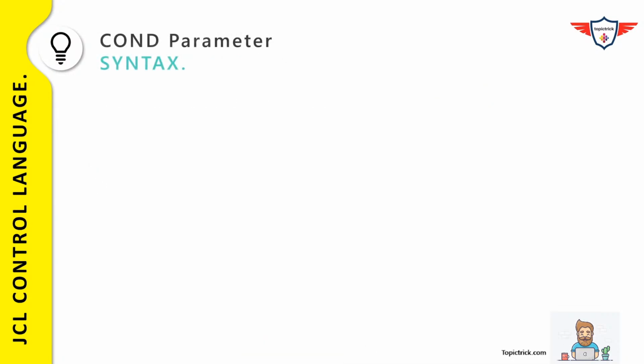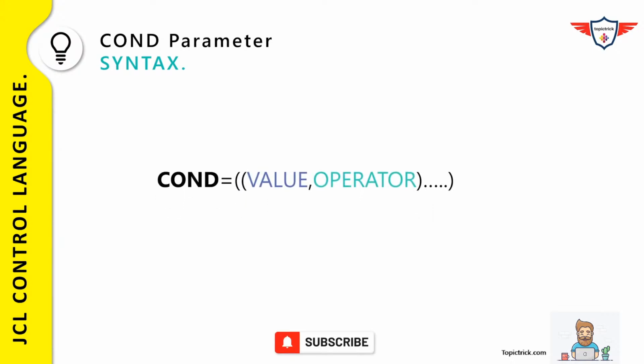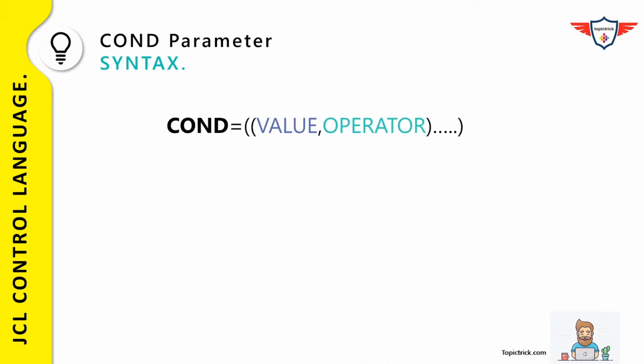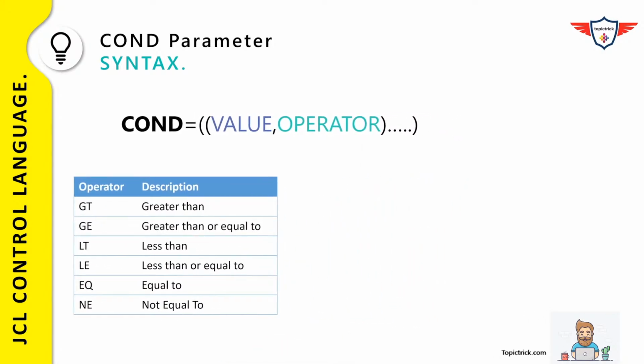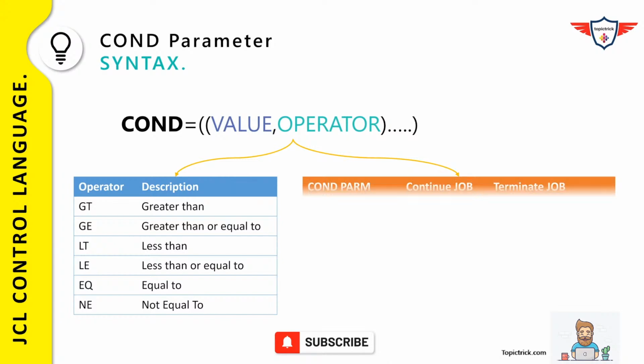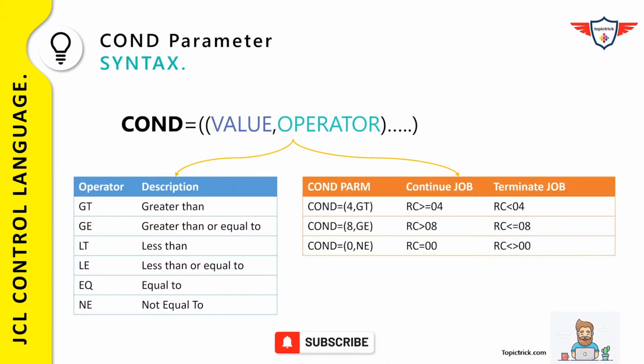Now let's talk about the syntax of the conditional parameter. The syntax of the conditional parameter is fairly simple and easy to understand. You have the COND keyword followed by an equal sign, and thereafter you have two subparameters. First one is value and second one is operator. The possible values of the operator field are greater than or equal to, less than or equal to, and not equal to. Apart from that, the value subparameter is used to specify a numeric value of a return code. So it could be 4, 8, 12, 16 depending on your requirement.